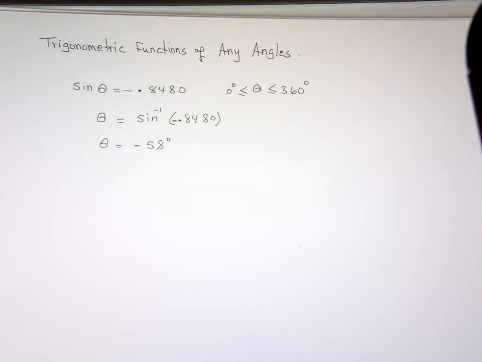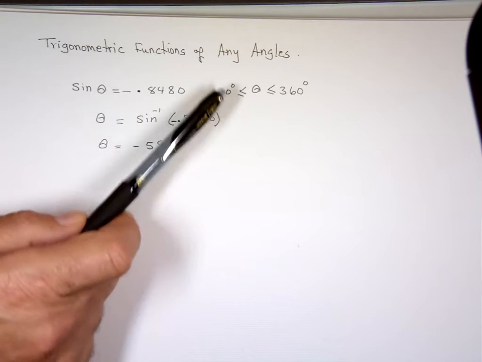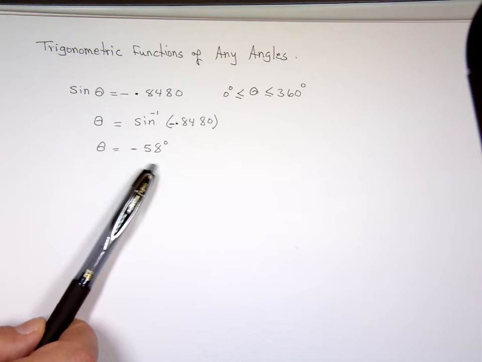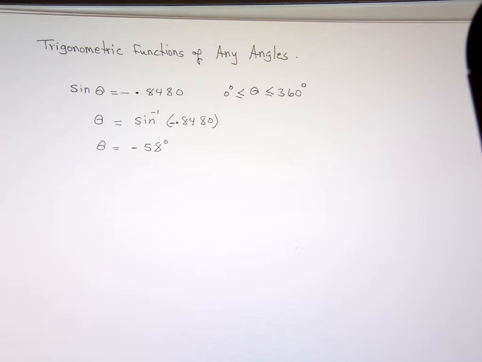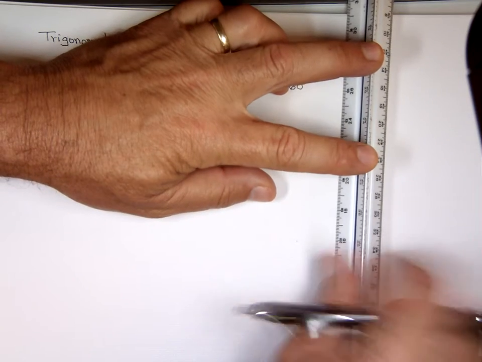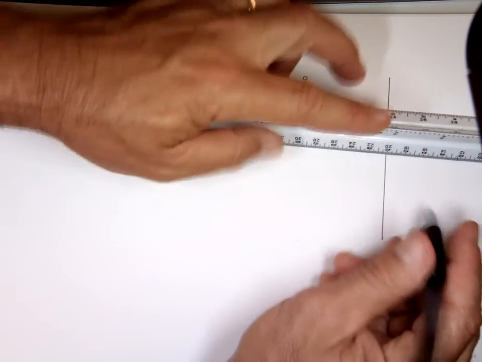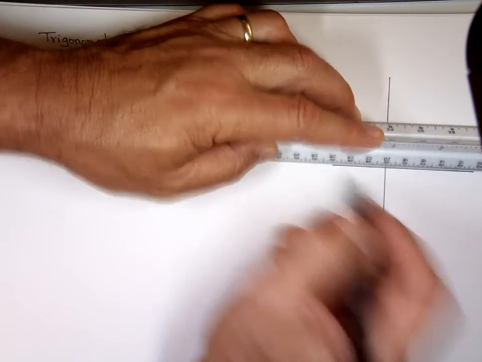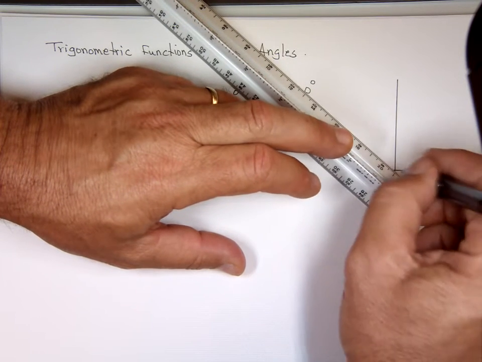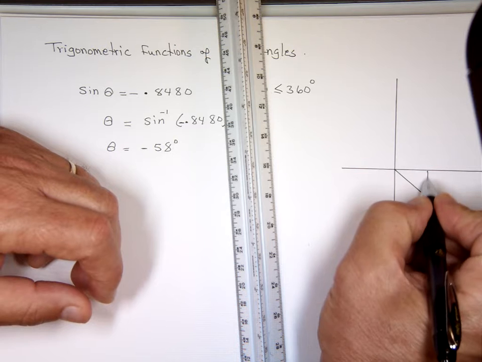First, that answer is not acceptable. Why? Because they're telling me to use positive values between 0 and 360. So what is the coterminal angle of negative 58? Remember coterminal? I need to know the coterminal angle of negative 58. When you graph that, negative 58, the angle is somewhere here. It's a negative. This is the negative 58.